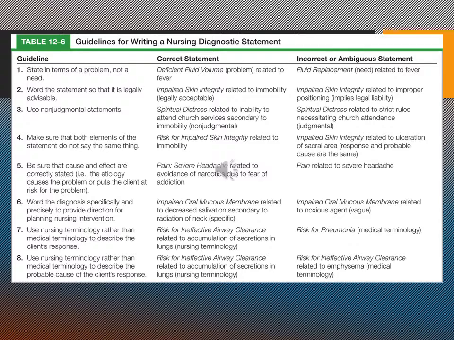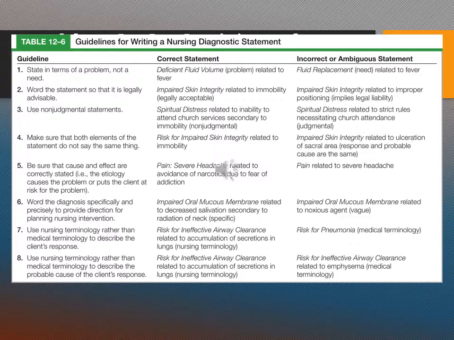We're going to word the diagnosis specifically and precisely to provide directions for planning our nursing interventions. Impaired oral mucous membranes related to decreased salivation secondary to radiation of the neck. That's very specific. That's correct. But if we said impaired oral mucous membranes related to noxious agent, what is the noxious agent? You might know, but do other nurses know? Coming on shift, reading what you've written.